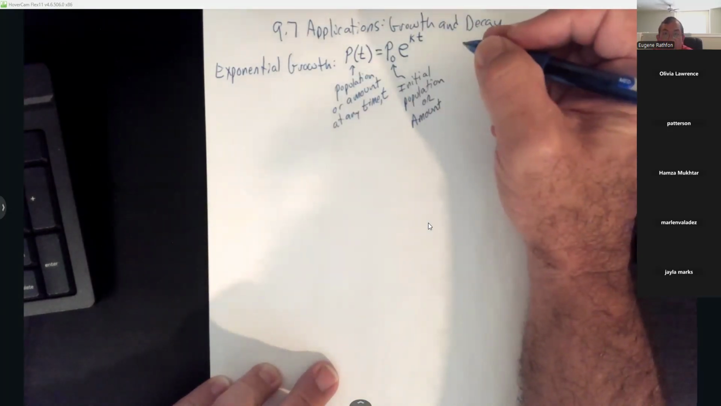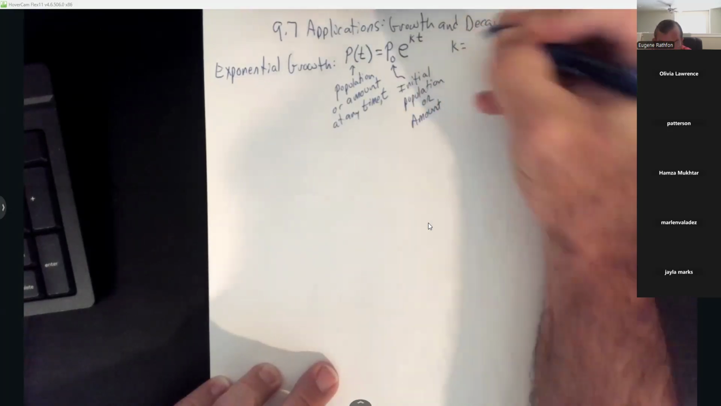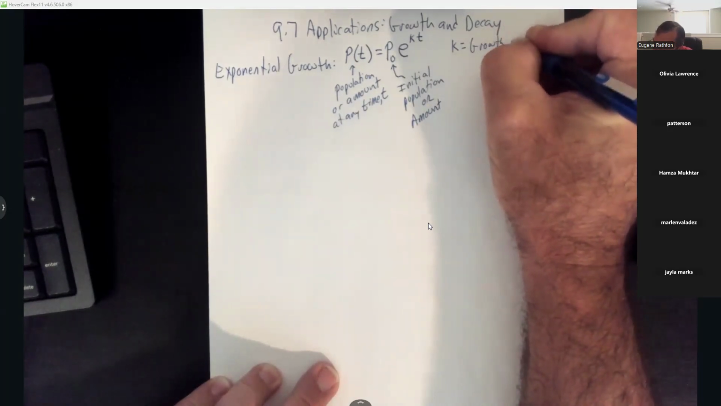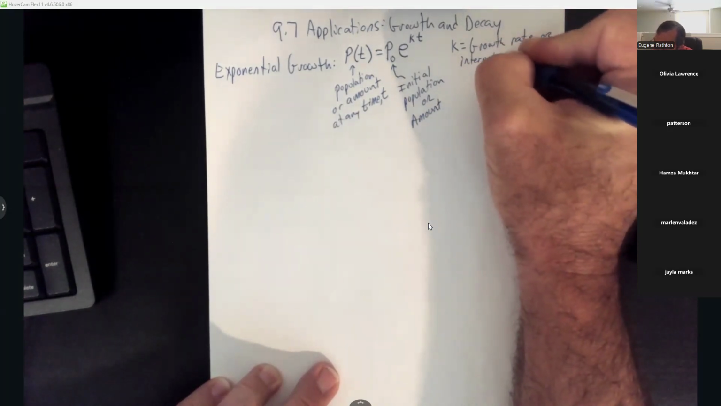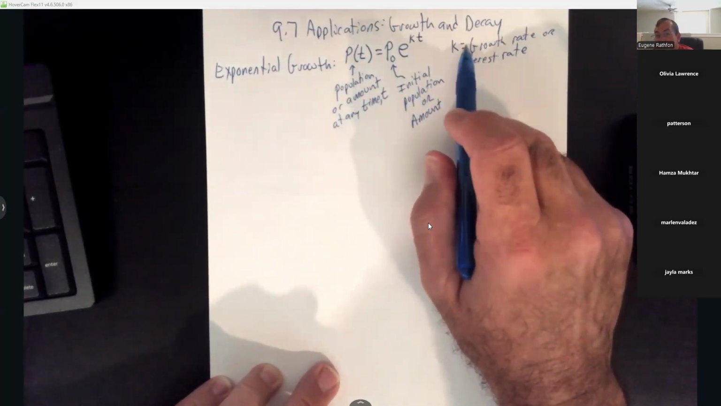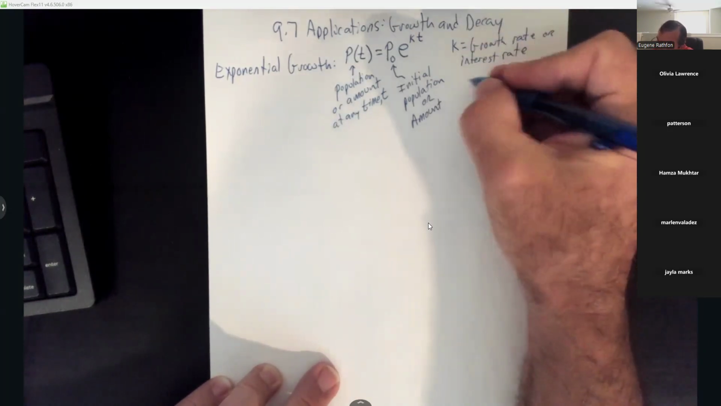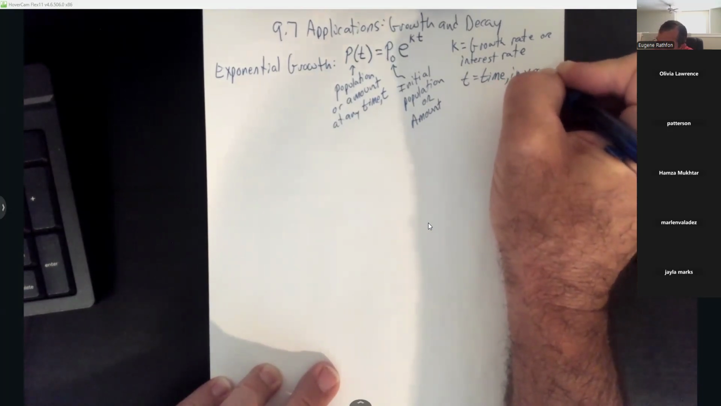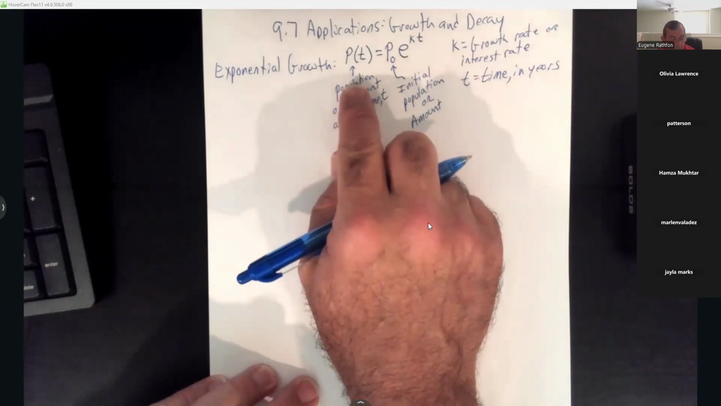All right, e is Euler's number. K is your growth rate or interest rate. And y'all just remember on K, if they give it as a percent, I got to change it to a decimal to throw it into my formula, okay? And y'all, once again, T equals time in years. So this is the general formula for exponential growth.